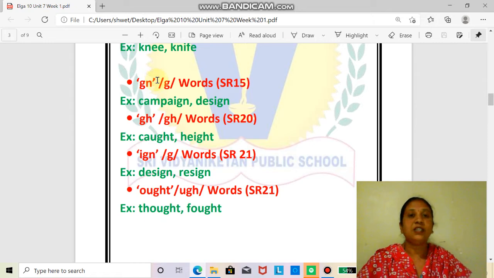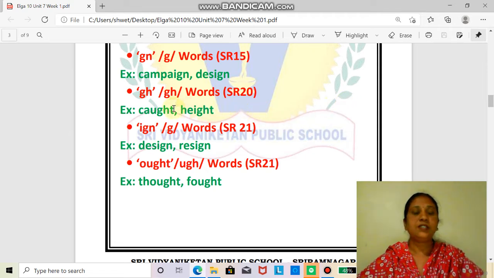Now let us see the silent G words. When G and N come together, then G is silent. For example, combine. Can you hear the sound of G here? No. Why? Because when G and N come together, the letter G is silent. So we pronounce it as combine. One more example, design.